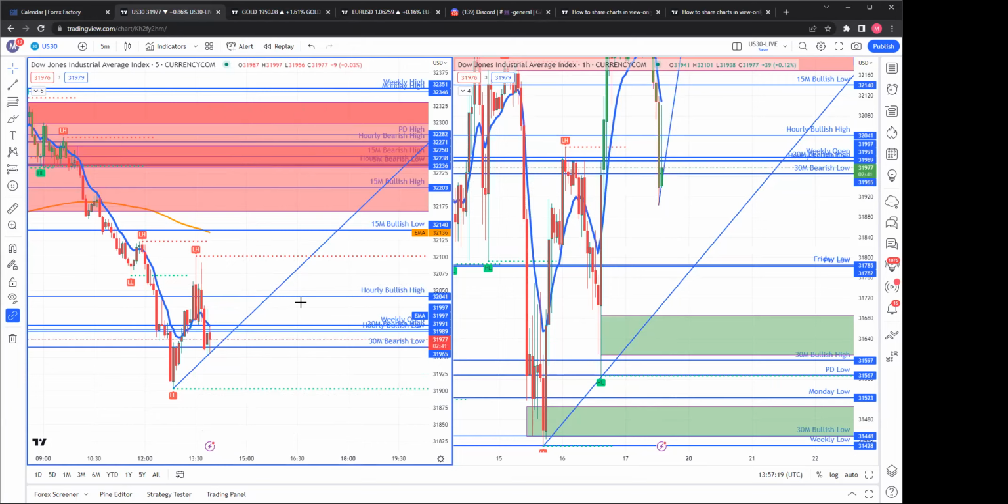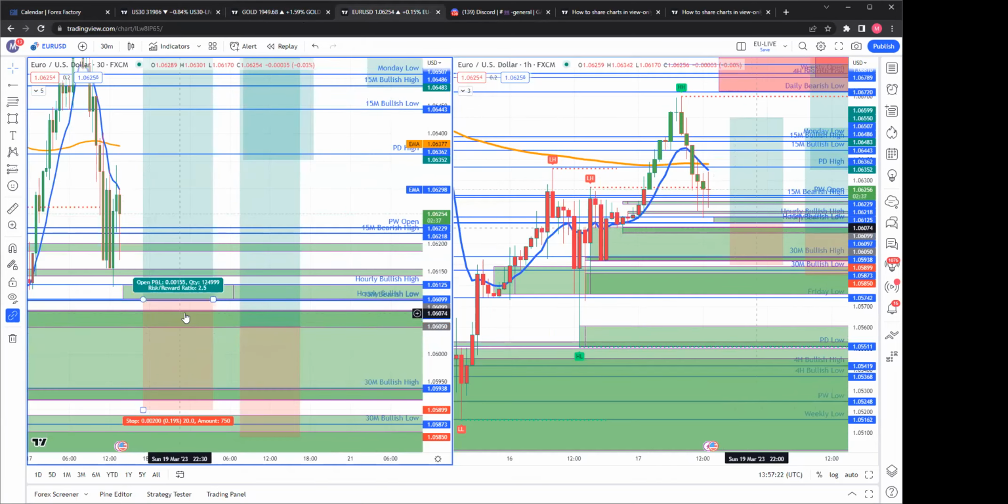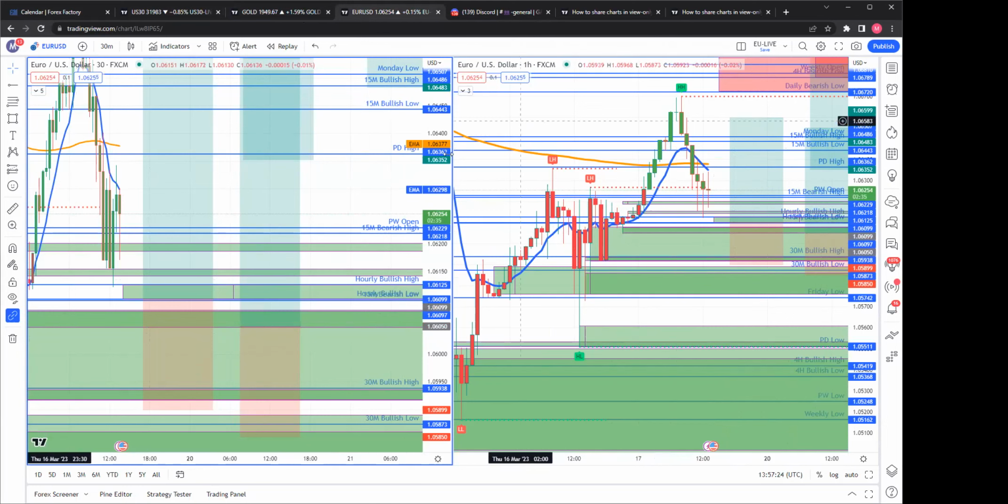So right now, the only thing I'm observing is US 30. So EU, we have those markups of where we expect price to go. So it's just waiting 5 minutes before news and 5 minutes after news. Does anybody have any questions?